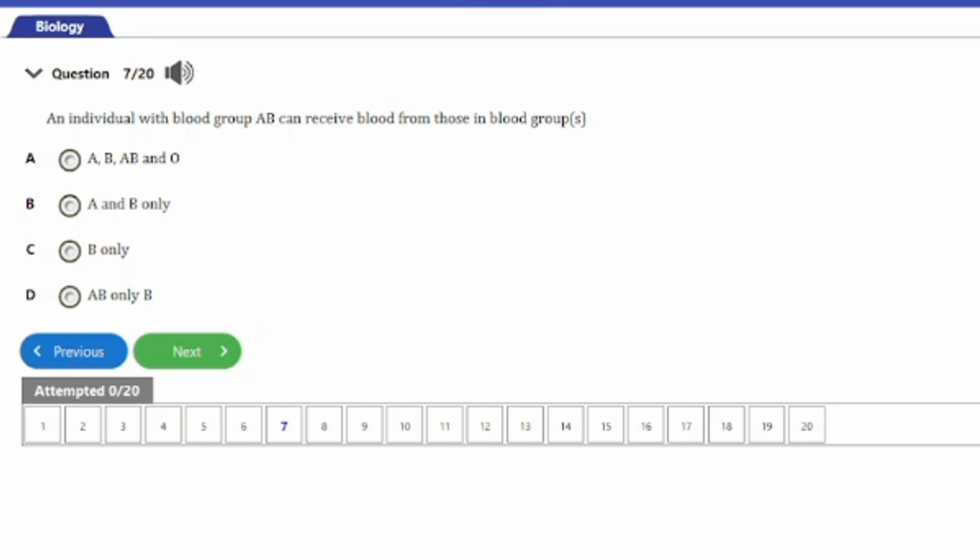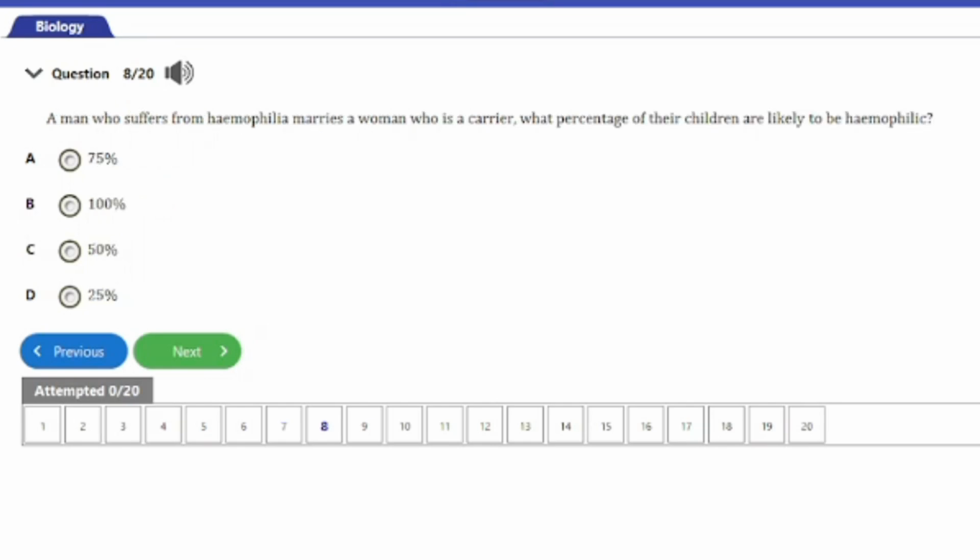So guys, the correct answer to this question is option A here. The individuals with blood group AB are actually the universal recipients, and they can receive blood from any blood group, including A, B, AB and O. So that's the correct answer to this question. So let's consider the next question here.